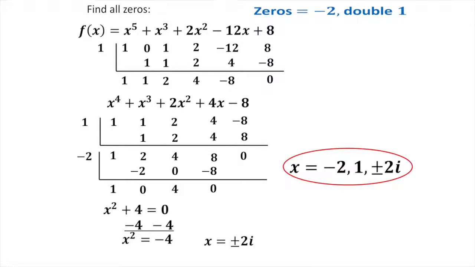Now I just need to write them. So I've got -2, 1, plus or minus 2i. Now it looks like we only have 4 answers here: -2, 1, and then plus or minus 2i. That's only 4 answers. Of course, the 1, we have 2 of those. You don't typically write it. It's just very redundant if you do that.